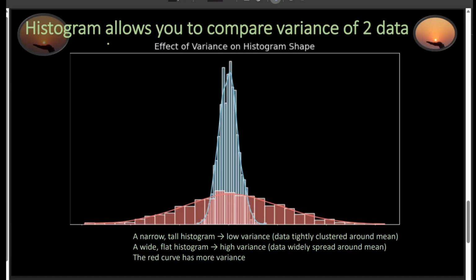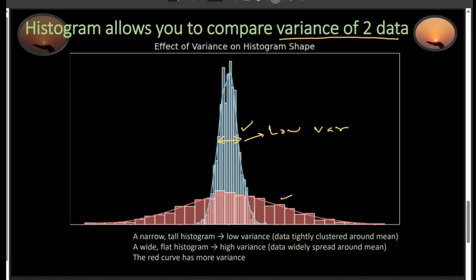Histogram also allows you to compare the variance of two data sets. That's another interesting example. Let's say you have two data sets. This is my first data right here, and this one is the other data. If you look at this tall curve right here, it's very tightly packed, all clustered together. When you have data like this, all tightly packed, that tells you it has a low variance.